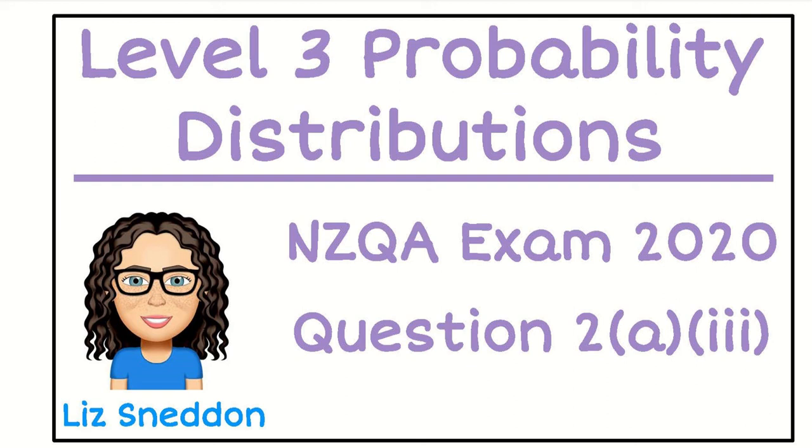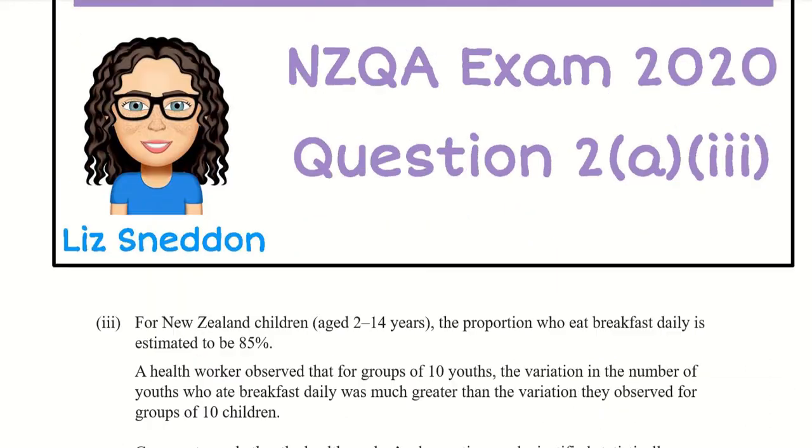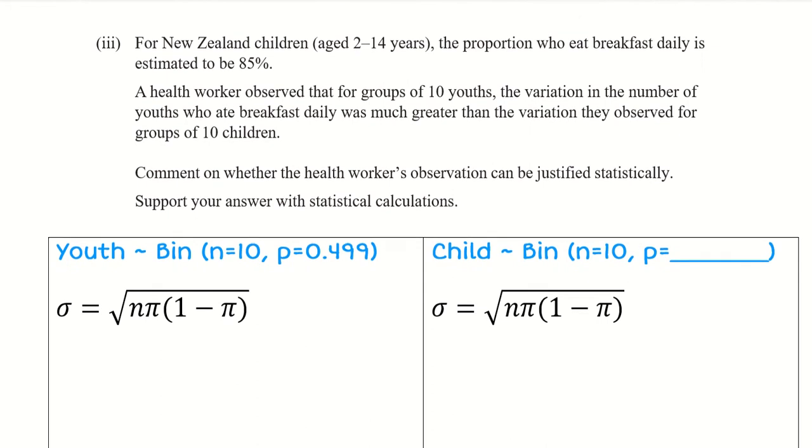Let's have a look at question 2A part 3. So we have got some information here about New Zealand children. And the previous information that we'd had, just as a note down here, was about youths, where we had a sample size n of 10 and a probability of one child having breakfast of 0.499. Now we're looking at the proportion for children.